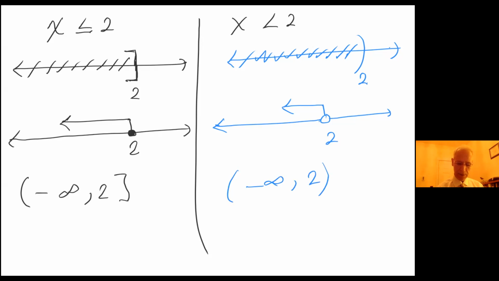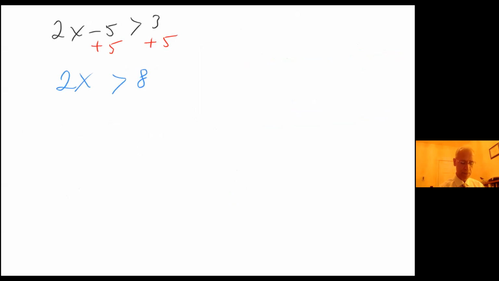Okay, so now that we know how to show the graph representation of an inequality, let's actually solve one. Suppose you have 2x minus 5 is greater than 3. Solving for x, plus 5 plus 5. Now I have 2x is greater than 8. Multiply both sides by 1/2. I would get x is greater than 4. So x is strictly greater than 4.